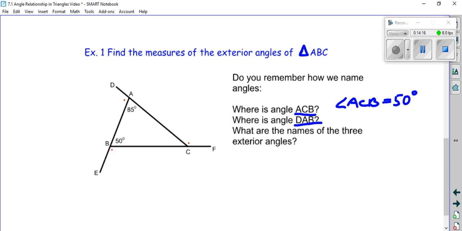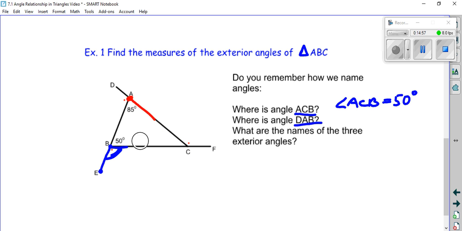And then if we want to name the exterior angles, we have three angles. So DAB was one of them. So that is one of the exterior angles. The next one will be this one. Starts from E, B, and C. So that is this exterior angle. And the next one would be from F to C and to A. There we go. And that would be this exterior angle. So those are the three exterior angles.